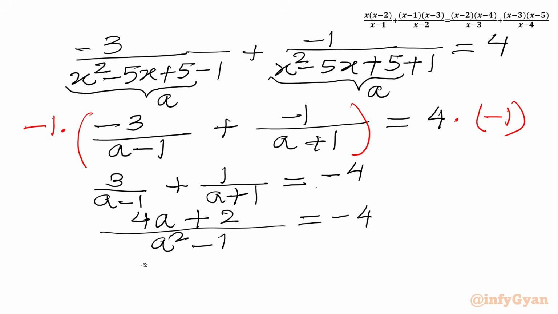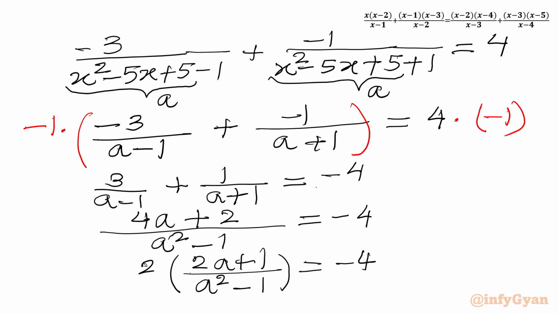Now we will take 2 common. So 2 times in the bracket 2a plus 1 over a square minus 1 will be equal to minus 4. We will divide both sides by 2. So we will get right hand side equal to minus 2. So 2a plus 1 over a square minus 1 will be minus 2.